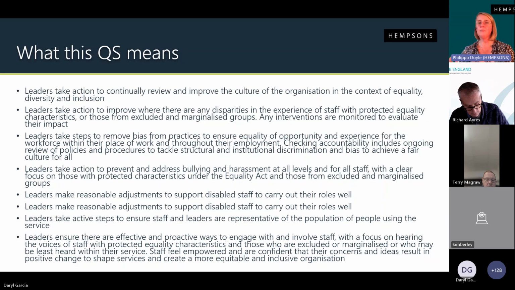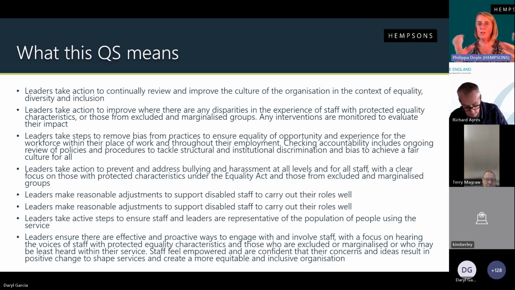We've got effective and proactive ways of engaging with and involving staff, focusing on hearing the voices of people with protected characteristics, anybody that might feel otherwise excluded or marginalised or not listened to. Staff are empowered, they're confident, they know that their ideas are going to result in change.